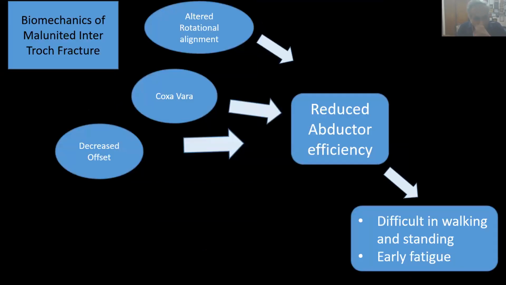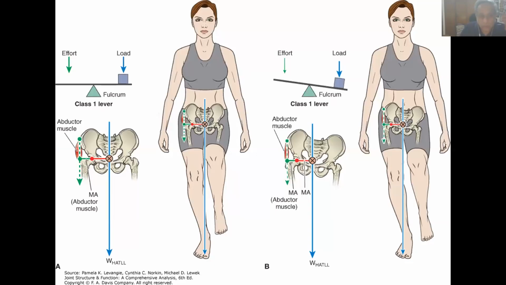So the biomechanics happening because of all of these. There's an altered rotational alignment because the hip is gone to external rotation. There is a coxa vara, and remember the offset is decreased now. So the offset decrease is going to cause a reduced abductor efficiency, which I think we've gone over now even in the past few presentations, is going to cause difficulty in walking and standing and early fatigue. So people will tend to get tired out. Once they've done a little bit of walking, a little bit of standing, they'll tend to tire out a bit.